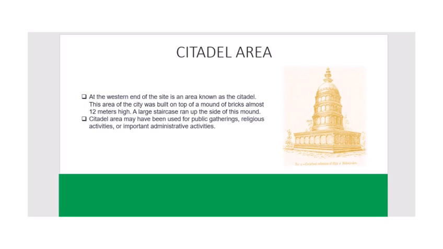Cathedral area: at the western end of the site is an area known as the cathedral, and this area of the city was built on top of a mound of bricks, almost 12 meters high. A large staircase ran up the side of this mound. The cathedral area may have been used for public gathering, religious activities, or important administrative activities.